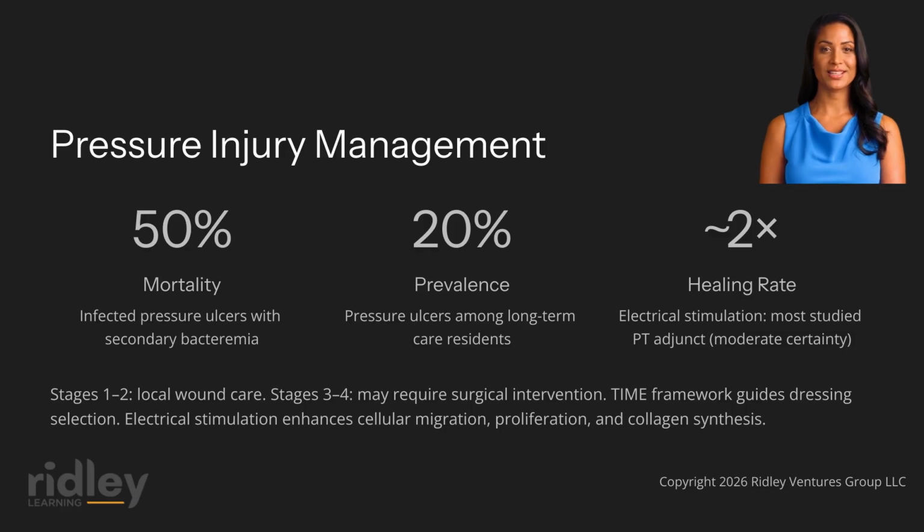Here's a number that should stop you in your tracks. Infected pressure ulcers with secondary bacteremia carry a 50% mortality rate. Local wound care for established pressure injuries follows the TIME framework principles, with debridement indicated for necrotic tissue removal and dressing selection guided by wound bed characteristics and exudate volume. Local wound care is generally sufficient for stages 1 and 2 pressure injuries, while stages 3 and 4 may require surgical intervention including flap coverage or tissue transfer.